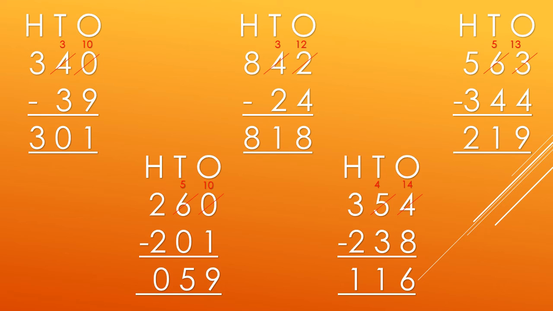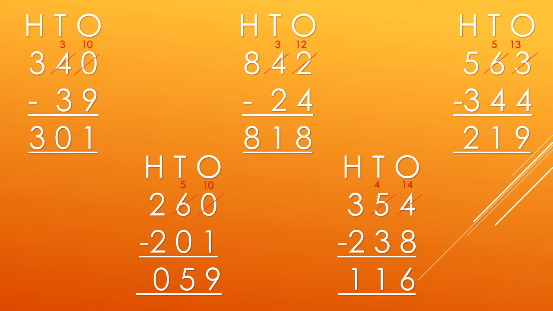Next sum is 563 minus 344. So start from ones. We cannot subtract 4 from 3, so we will borrow. Here in tens place 6 becomes 5 and in ones place 3 becomes 13. 13 minus 4 is equal to 9 and in tens 5 minus 4 is equal to 1 and in hundreds 5 minus 3 is equal to 2. So 563 minus 344 is equal to 219.